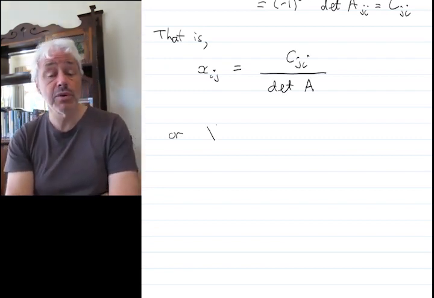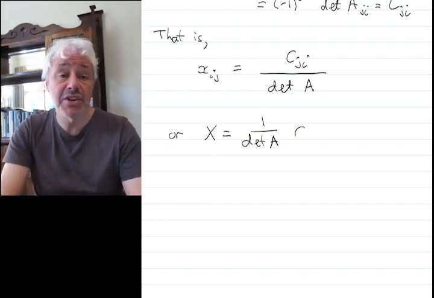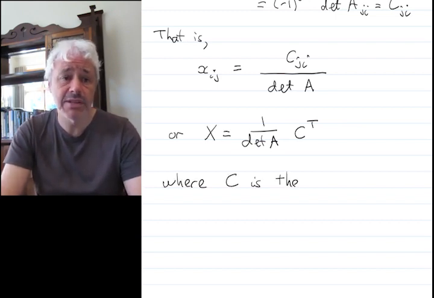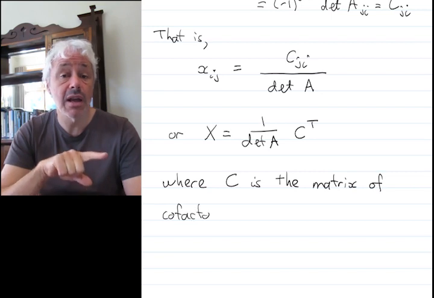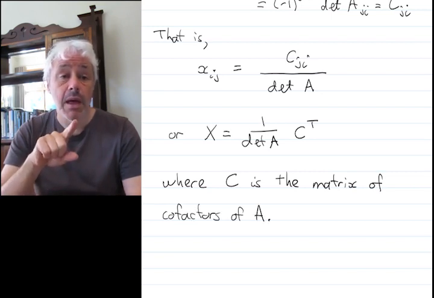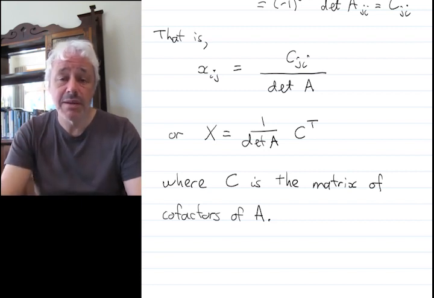So if I put all of those cofactors into a big matrix C, I'd have that the inverse of A is 1 over the determinant of A times the transpose of the matrix of cofactors. It's transposed because the indices are swapped around. So the row i column j position in A inverse comes from the row j column i position in the matrix of cofactors. You swap the row and column indices.